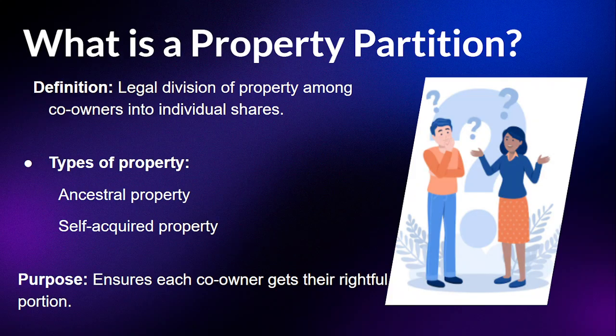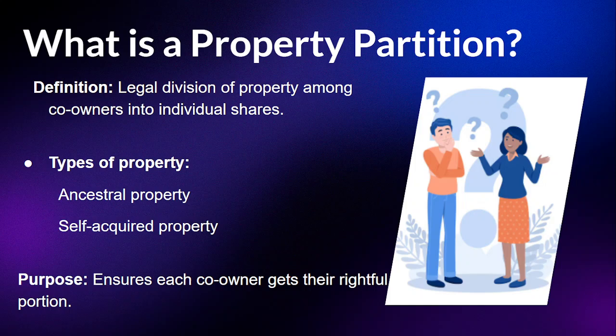A property partition is the legal process of dividing jointly owned property into separate portions for each co-owner. It's most common in cases of ancestral property, where multiple family members inherit ownership rights. Partition can also apply to self-acquired property if it is co-owned. The division can be physical, meaning actual land or portions of a house are separated. Or it can be monetary, where one party compensates the other instead of dividing physically.